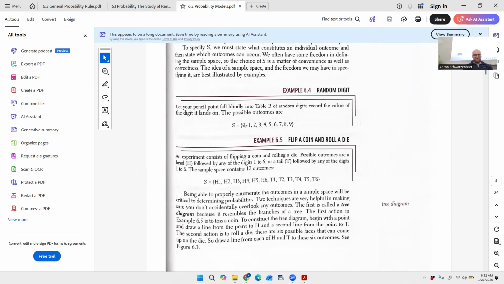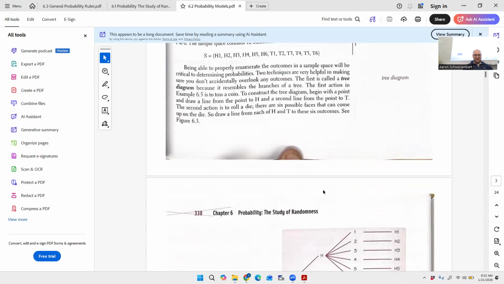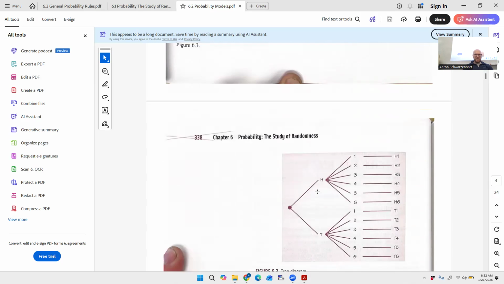So choose a random digit. What's the probability model? Well, each one is 1/10, right? The sample space is all of them. Notice they wrote that in set braces. Flipping a coin and rolling a dice. Your sample space is heads 1, heads 2, heads 3, heads 4, heads 5, heads 6, tails 1, etc. That makes sense? You can do this with a tree diagram.